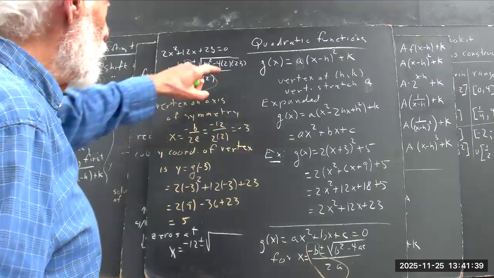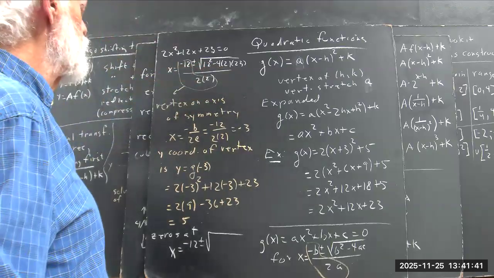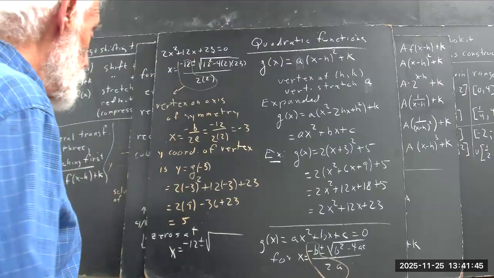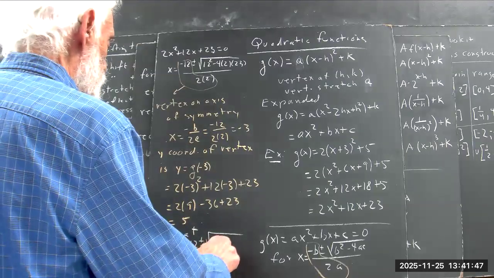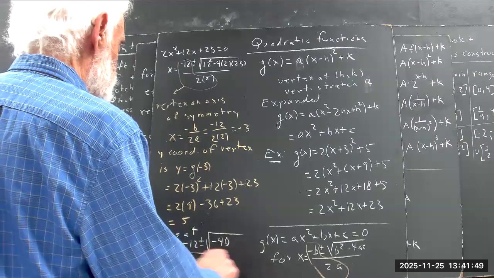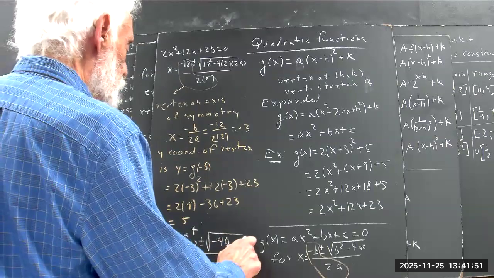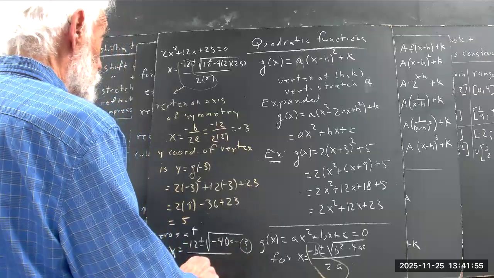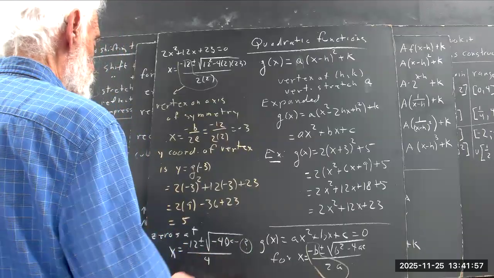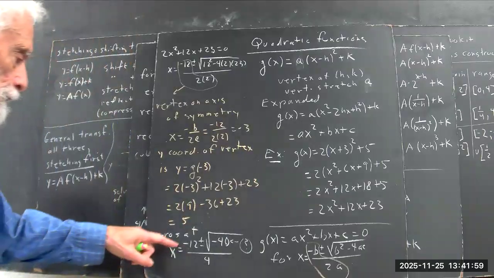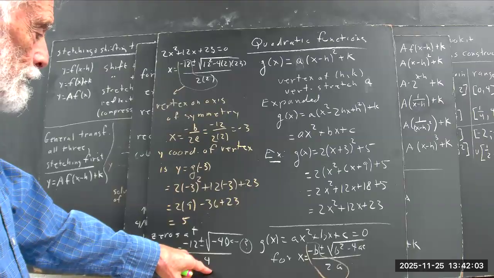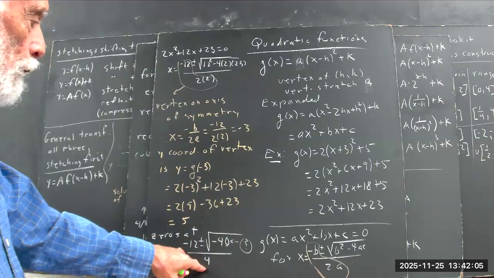Now, 4 times 2 times 23 is 160 plus 184. So I think a little bit of a question mark on that -40 because I did that very quickly in my head. You get x equals -12 plus or minus the square root of -40, I think, over 4.